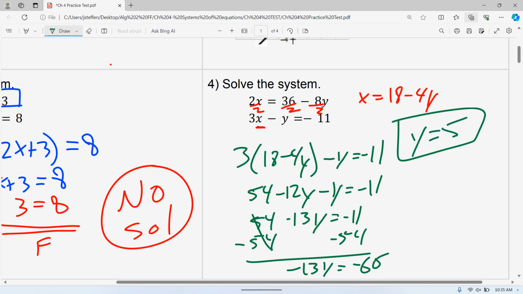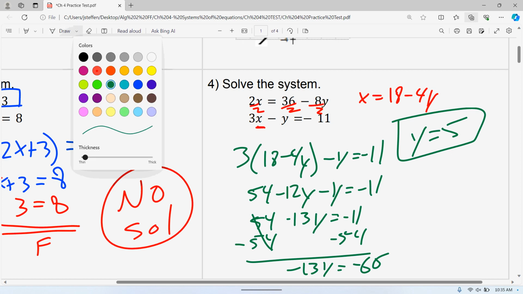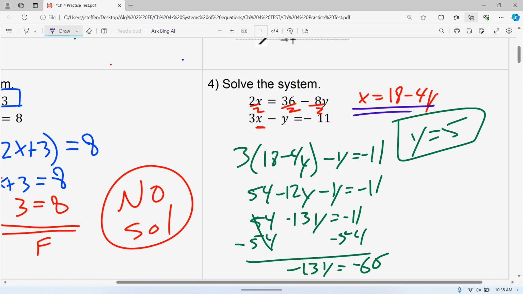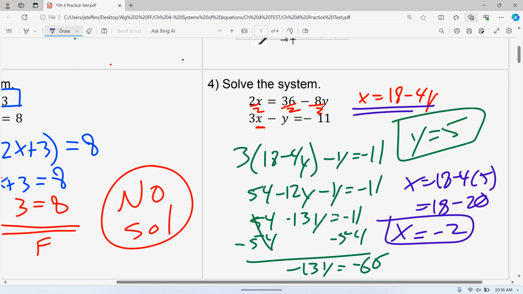But once you get y is equal to 5, we still need our x. So now take that, plug it back in. Doesn't matter which equation you plug it in for, but I'm going to say the easiest is going to be this new one you made. So x is equal to 18 minus 4 times 5. That's 18 minus 20. 18 minus 20 is negative 2. So your x is negative 2, your y is 5. If you leave it like that, that's fine, or you could write it as an ordered pair. Remember, multiple choice will be as an ordered pair.